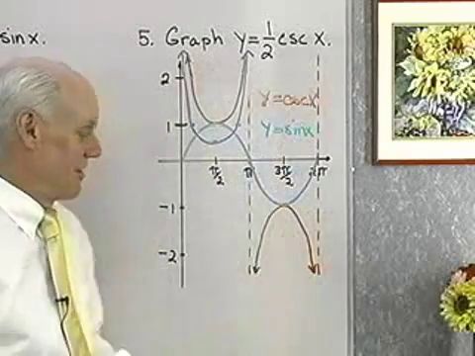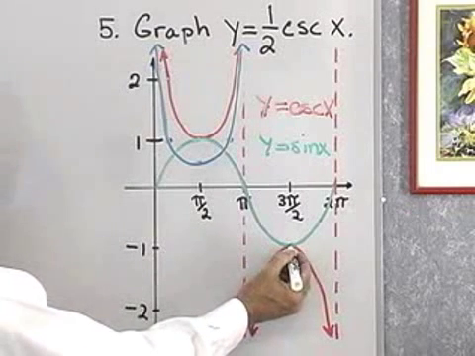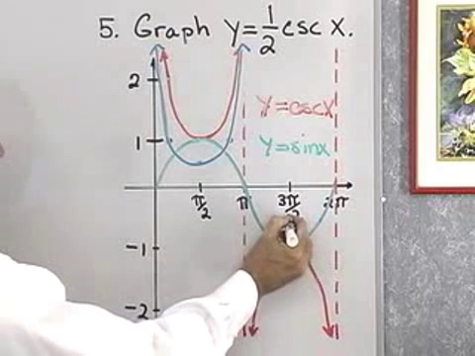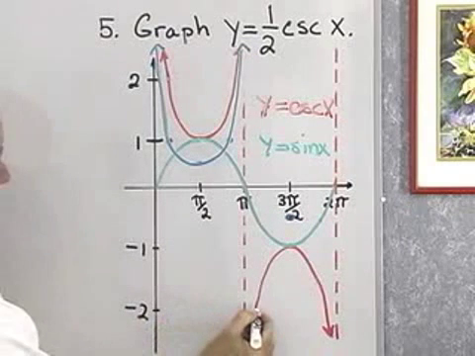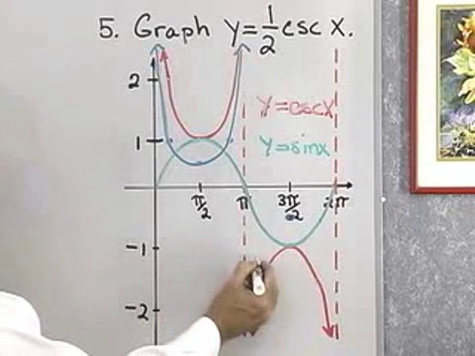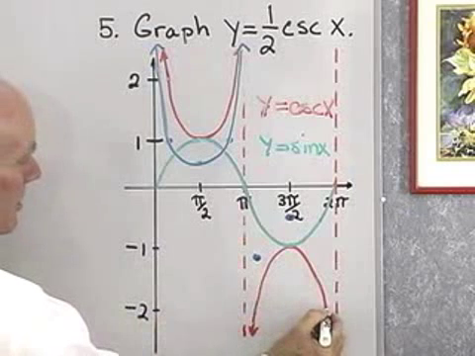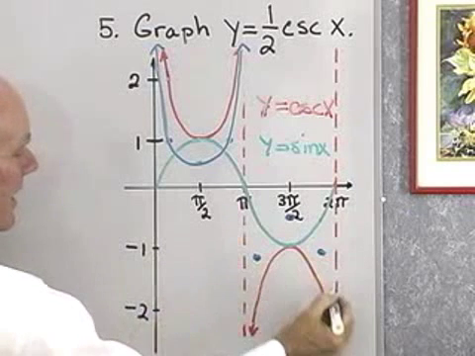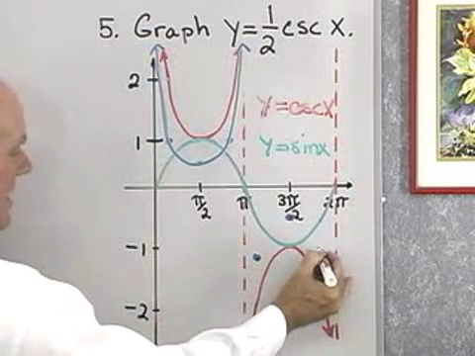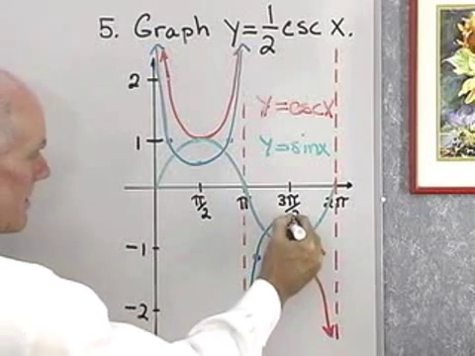Let's look at this part of the graph here. I'll use the same idea. When y is equal to negative 1, half of that is negative 1/2. When y is equal to negative 2, half of that is negative 1. And over here, when y is equal to negative 2, half of that is again negative 1. So here, this part of the graph is going to look like this.